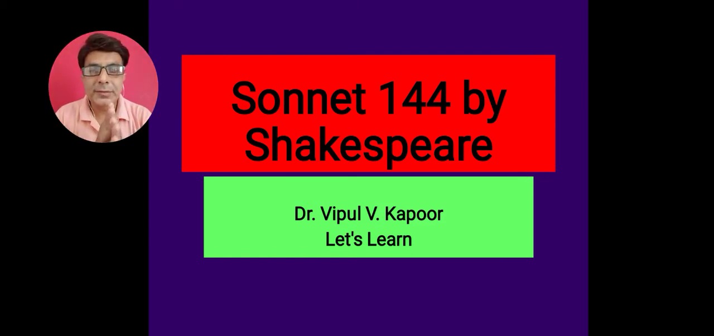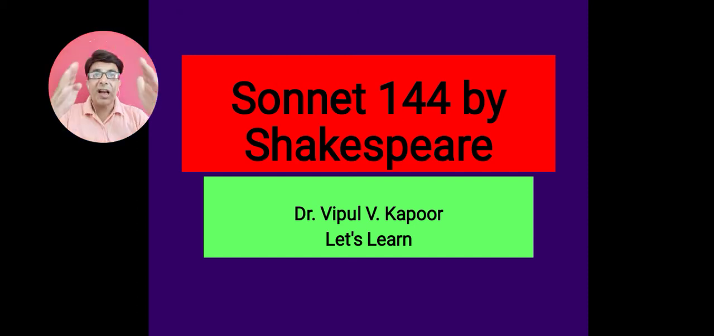Hello friends, welcome again. Friends, in our previous videos, we discussed what lyric poetry is, and we also discussed different types of lyric like ballad, elegy, ode and sonnet. And in one of the videos, we discussed different types of sonnets. So friends, today we want to discuss sonnet number 144 written by William Shakespeare.